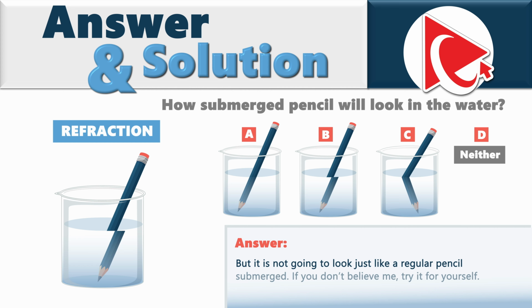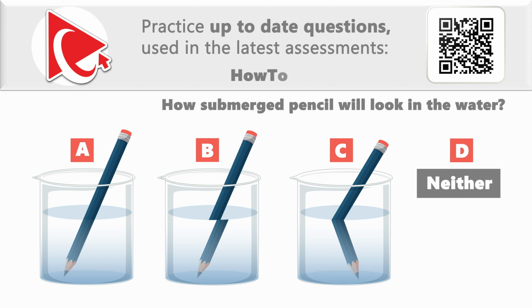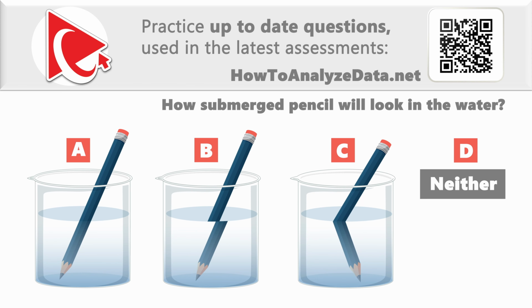But what we know for sure is that it's definitely not going to look just like a regular pencil submerged. If you don't believe me, just try this easy-to-conduct experiment for yourself, which means that the correct answer here is choice B. Hopefully you've nailed this question and now know how to answer similar problems on the test.